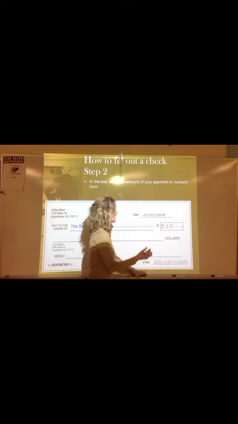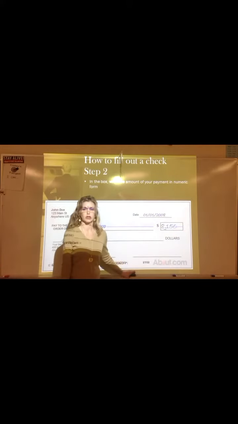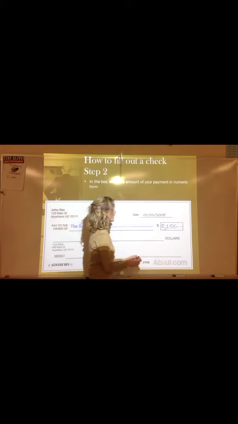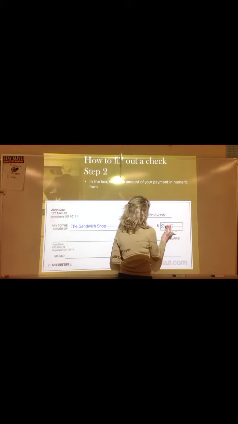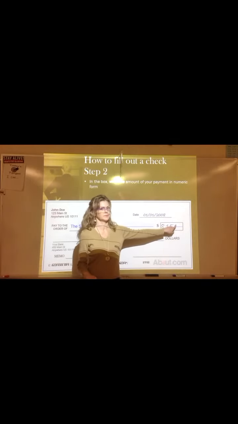So nobody can make this a comma and now make this an $8,150 check. So you want to make sure you have your safety line. So safety line, that's the second one you see. That's safety line 2.